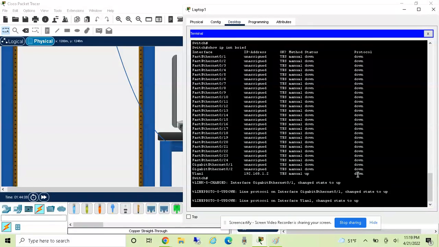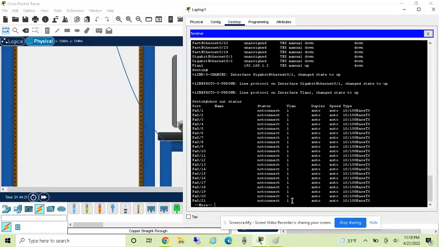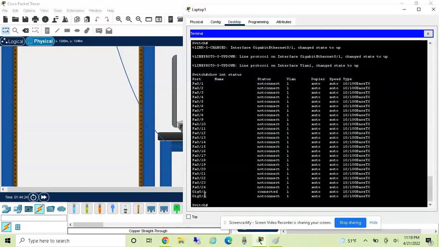Now remember, we can check what interfaces have something connected to them. In privilege exec mode here, show interface status. Press enter. And there it is. G0/1 has something connected, and that is the router right here.